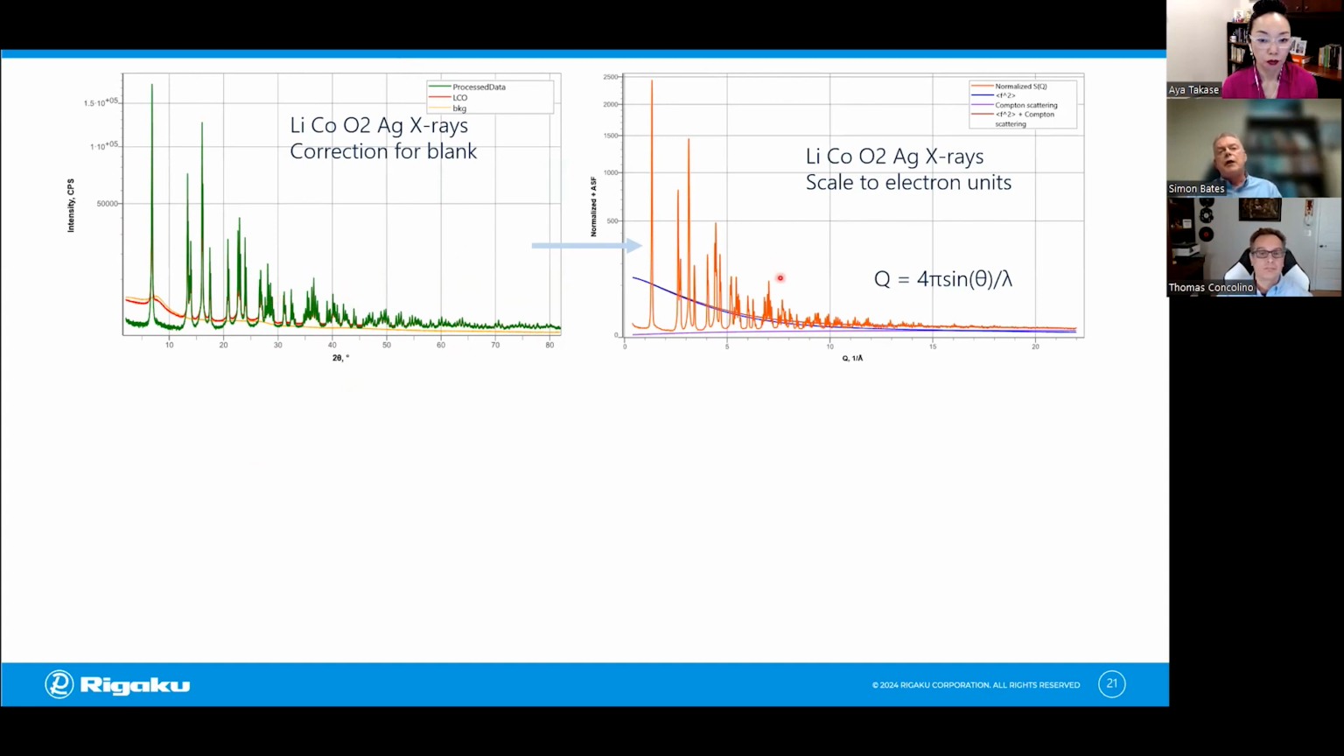This is then passed on to be normalized into electron units. So we start off with counts, we go to electron units, and that's done by normalizing and taking into account the Compton scattering, and we normalize to what's called the sum over f squared, which is the sum over all the atomic form factors, so the formula unit that defines the material itself.